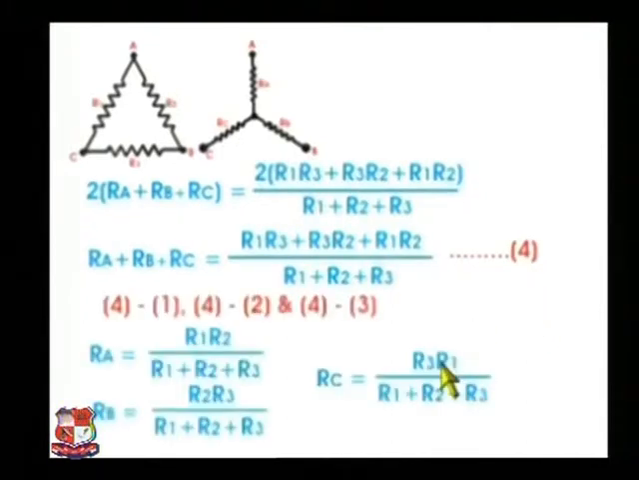Now if we subtract equations 1, 2 and 3 from equation 4, we will have respectively RA equals R1 into R2 divided by R1 plus R2 plus R3, RB equals R2 into R3 divided by R1 plus R2 plus R3, and RC equals R3 into R1 divided by R1 plus R2 plus R3. This is the resistance of each arm of the star in terms of each resistance of that delta.